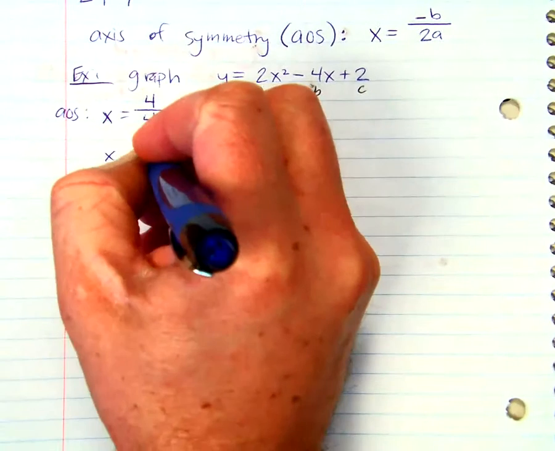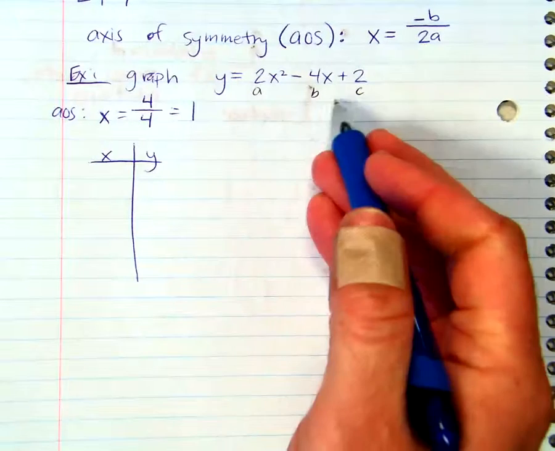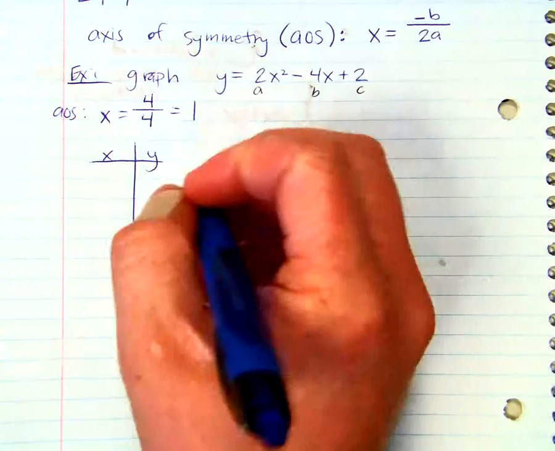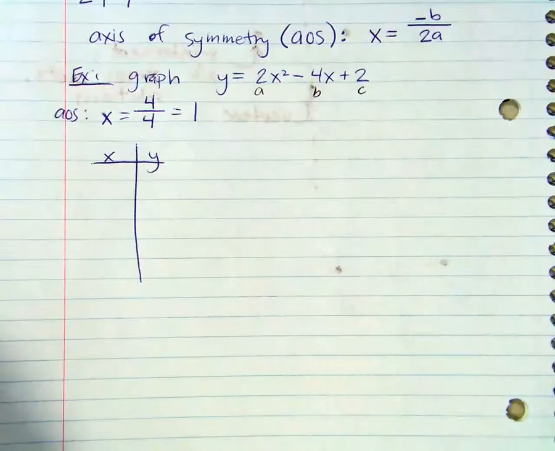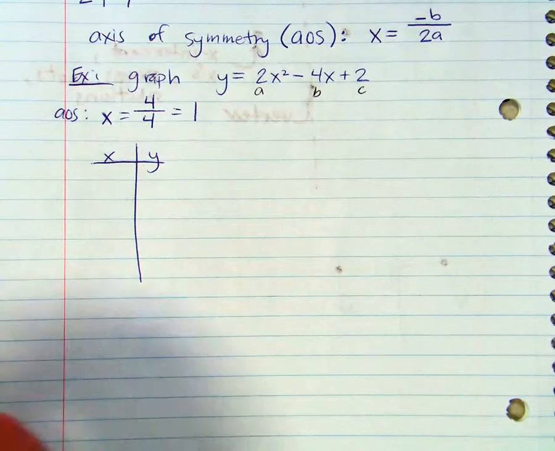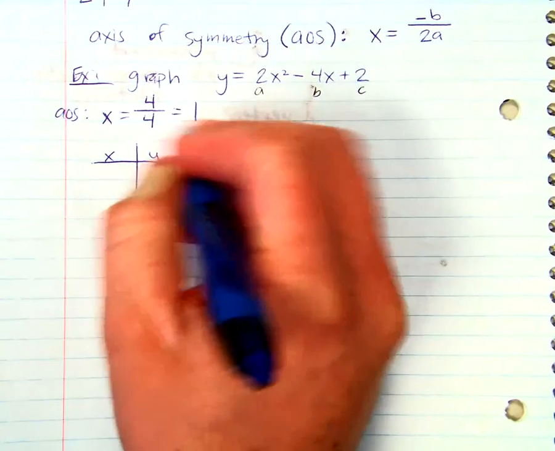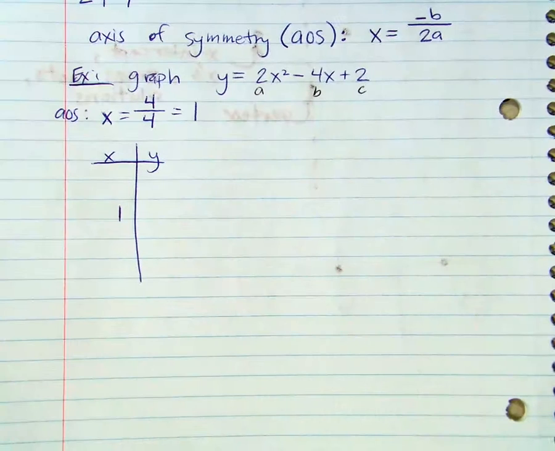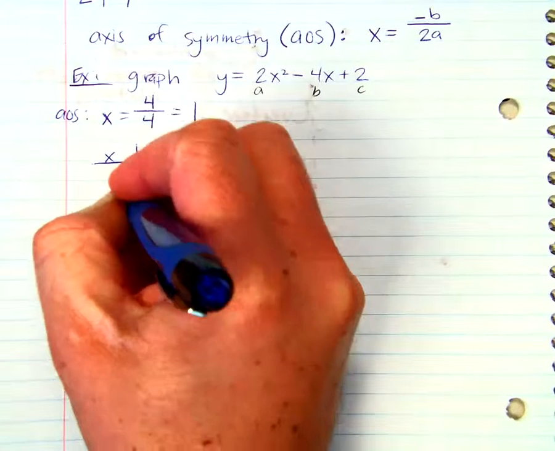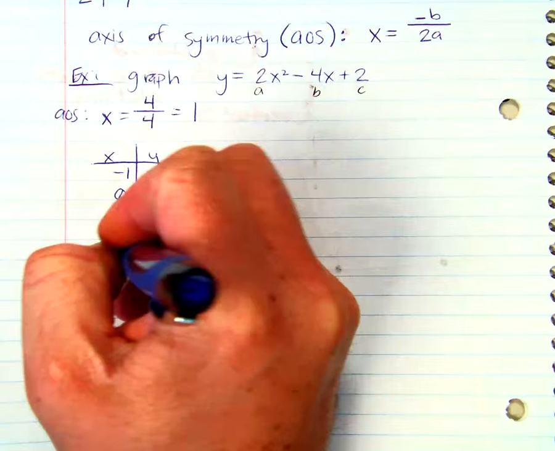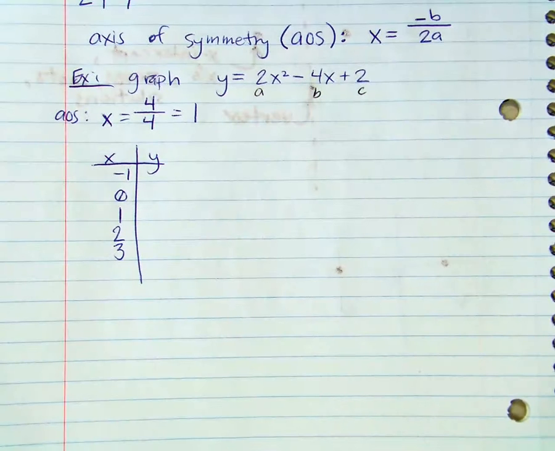So now when we set up our xy table, and that really didn't take that long, right? It's a pretty quick way to find it. So when we set up our table, instead of putting 0 in the middle, like we were doing yesterday, we're going to go ahead and say, I calculated this to know that 1 should be in the middle. So now pick numbers on either side of 1. So I would say maybe 0 and 2, negative 1 and positive 3. So you build around the axis of symmetry. It's your center point. You want to build things on either side.